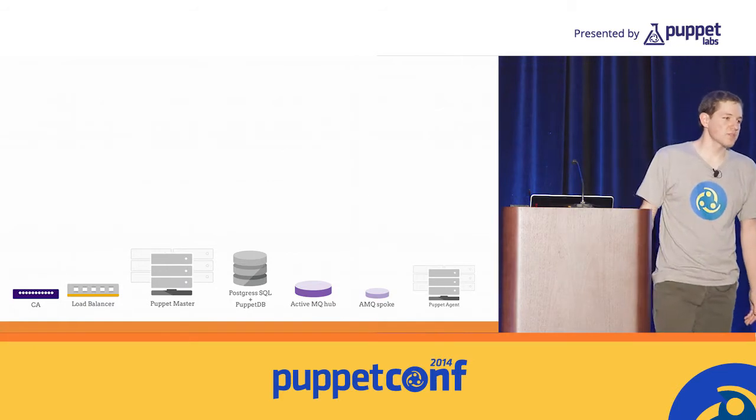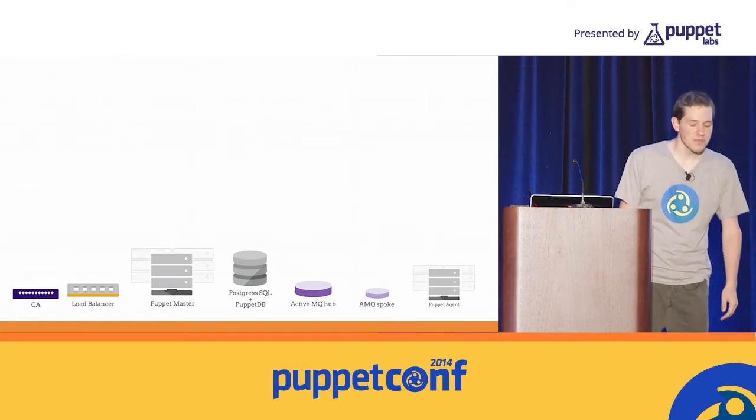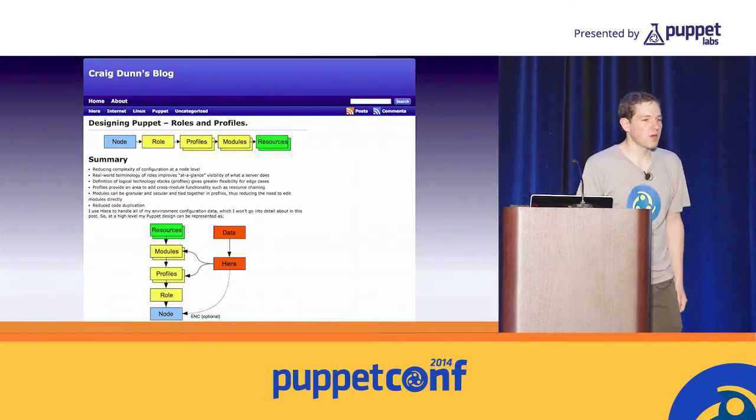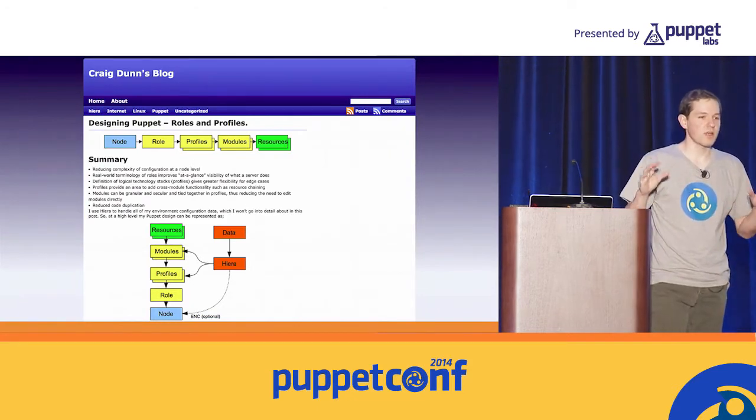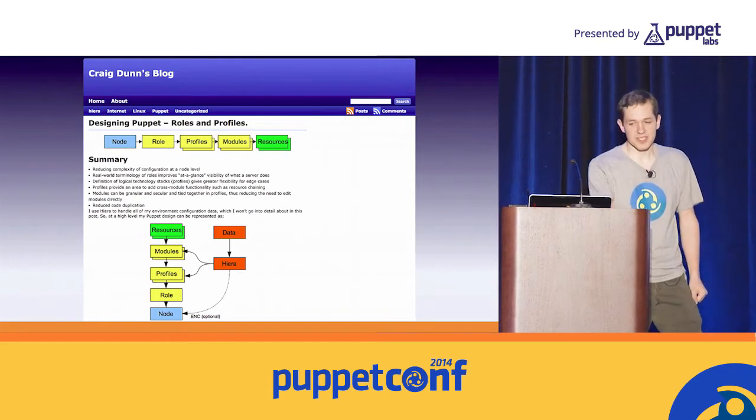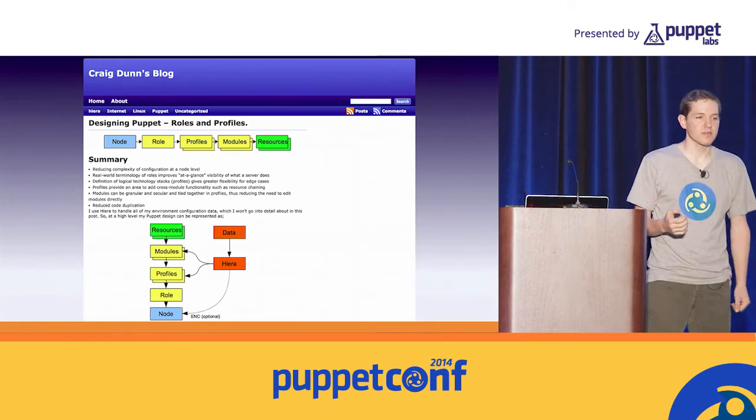So roles and profiles, if you haven't been to a talk on it at this conference yet, I'm sure there are like 10 or 13 of them that you can watch online in October. The basic premise, this is what was popularized by Craig Dunn's blog a couple of years ago and has since been expanded and blogged about by everybody and their dog. The basic idea is we're going to adopt by convention a means of organizing our Puppet classes.